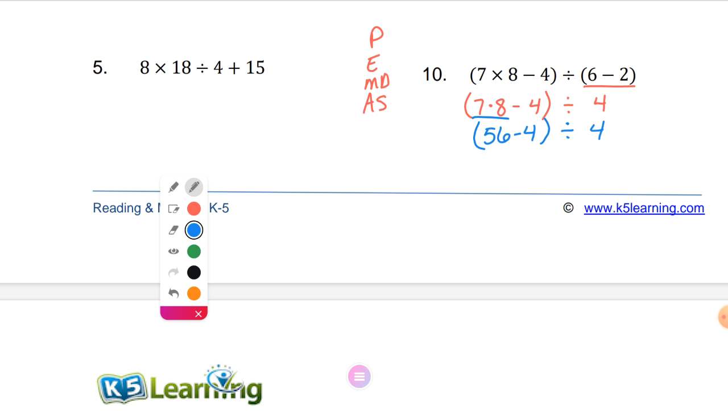So now, what's 56 minus 4? Sadie? 52. So I have 52 divided by 4. For this one, we may have to go out to the side and do a little scratch work. Who can tell me what is 52 divided by 4? Parker? 13. It is 13. Good job. And again, if you don't know that, you can just go work it out to the side.